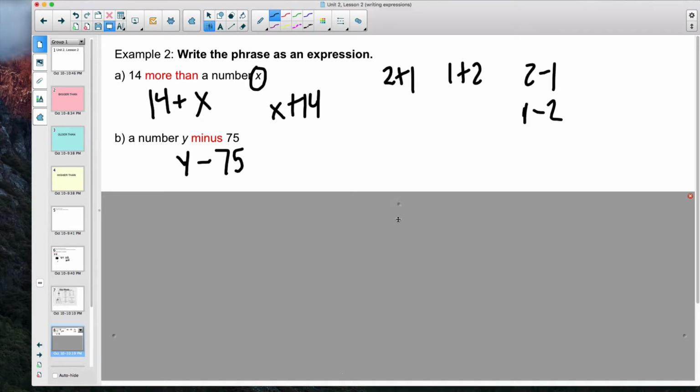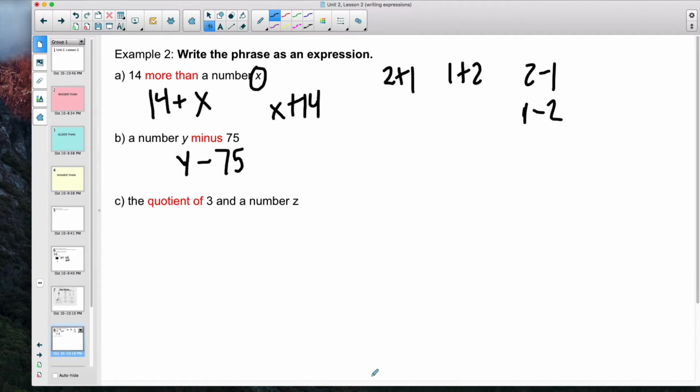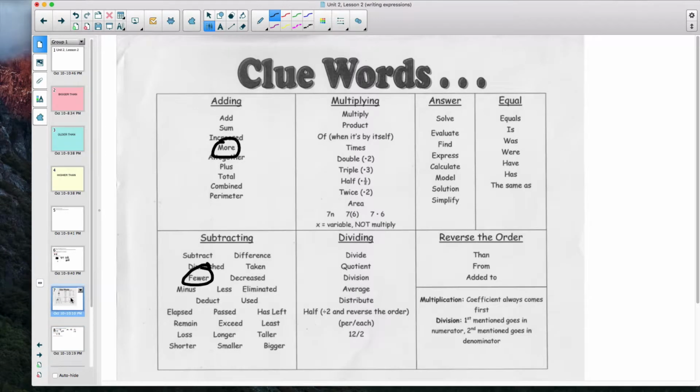Our next example, quotient. Quotient tells you division. Order matters for this one too. If you look back on this clue word sheet, you'll notice in the bottom corner, I'll circle it here, just a little helpful hint. For multiplication, the coefficient, which if you think back to last night's lesson, the coefficient is the number, the factor that's in front of the variable. So coefficients always come first, but division, the first number that is mentioned is in the numerator, so up top, divided by the second number, which goes down here.